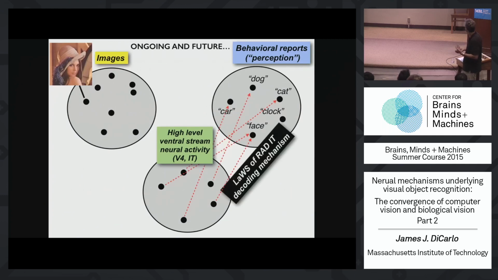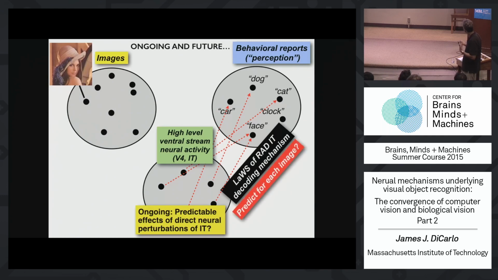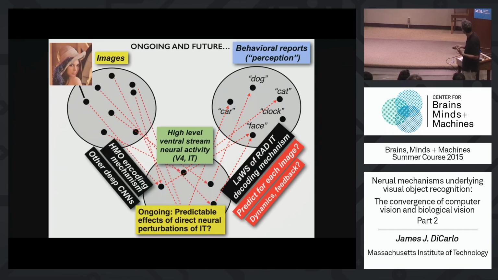So a big picture in terms of us for the future, I've talked about this laws of RAD-IT. Can we perturb here and get effects here that are predictable? Can we predict for each image, coding model, and for the optical manipulations? We talked about that. Dynamics and feedback are something that we're interested in, but I haven't talked much at all about. I think that's a good discussion topic. I can tell you how we're thinking about it, and we have some efforts in that regard.